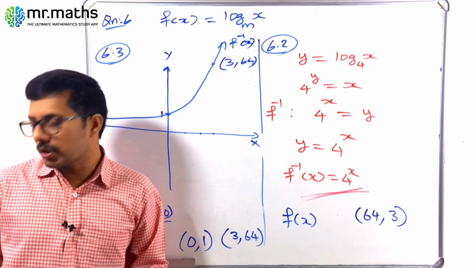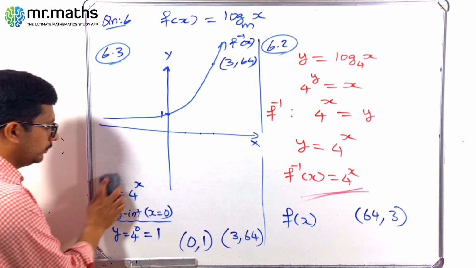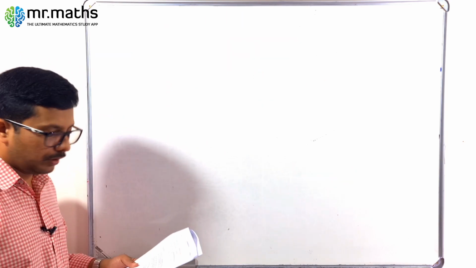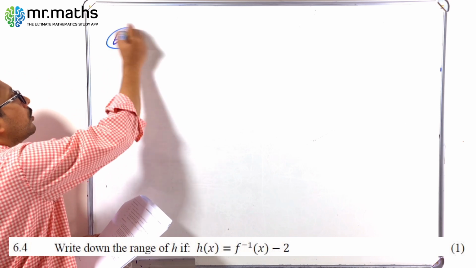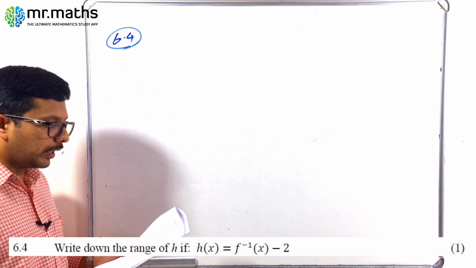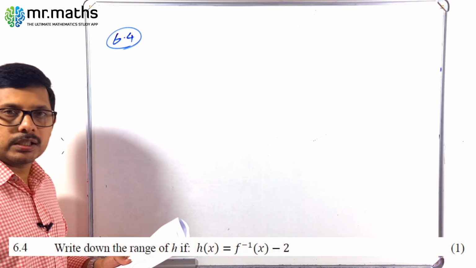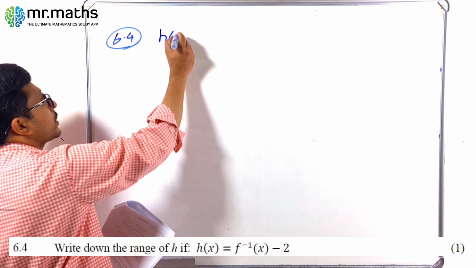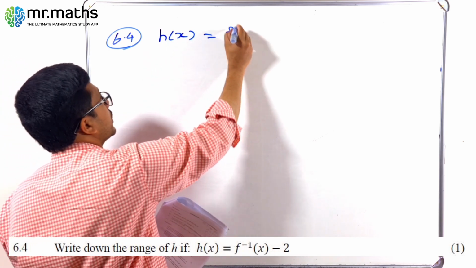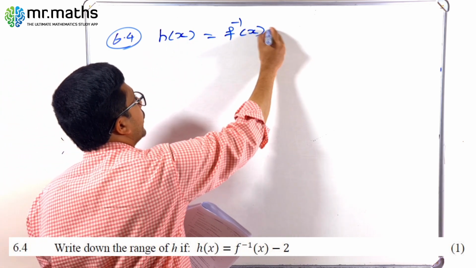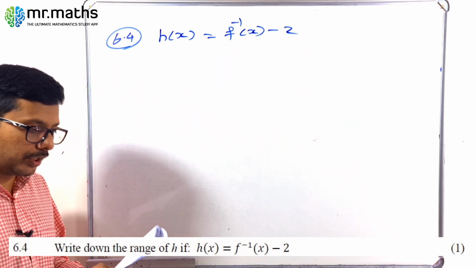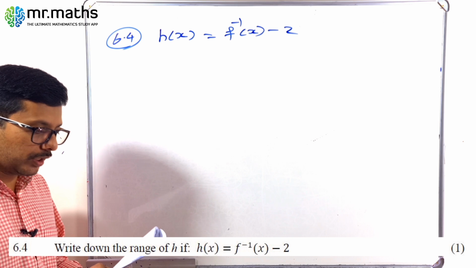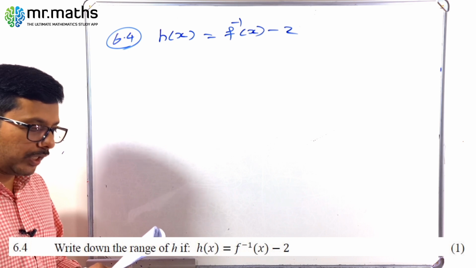Now let's move to question number 6.4. What is that question? Write down the range of h. So there is another function h of x, and what is that h of x? It is f inverse of x minus 2.